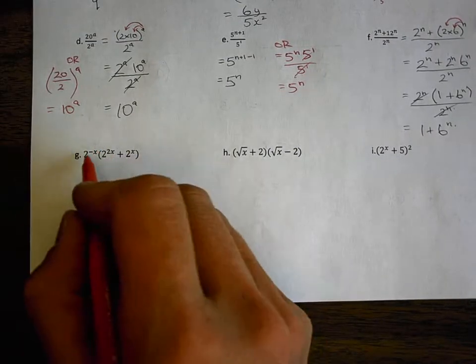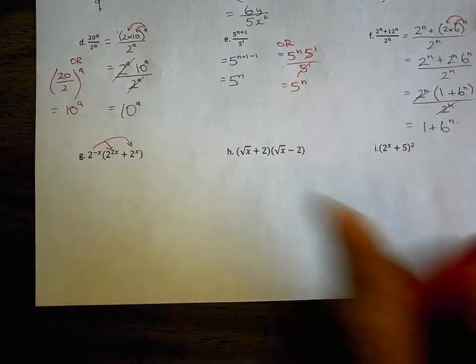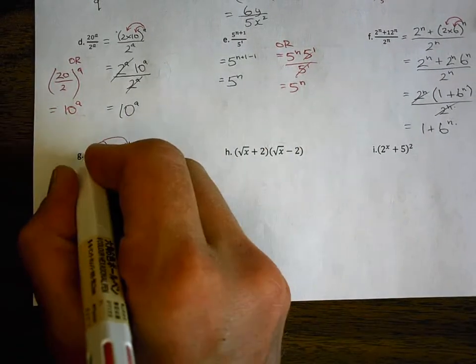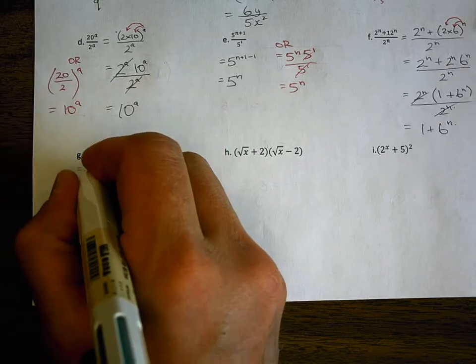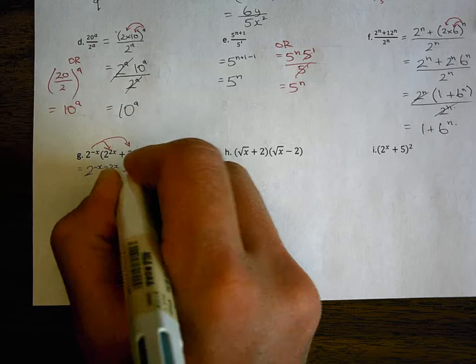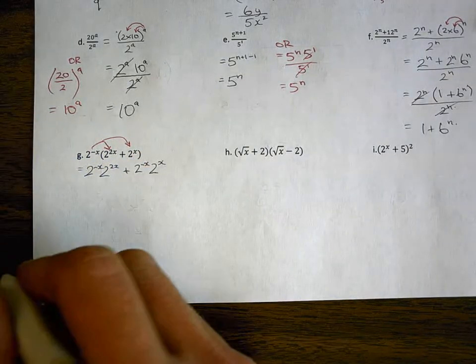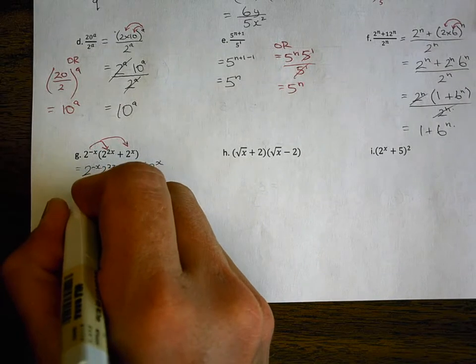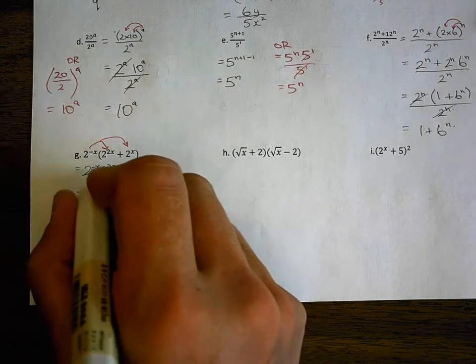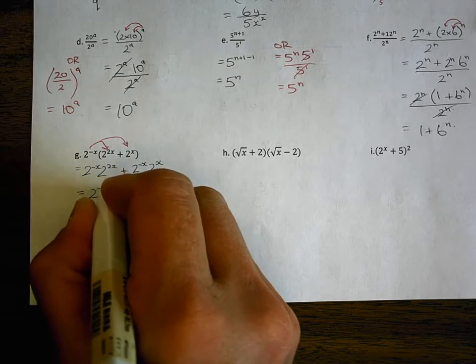This is going to, hopefully you'll recognize that I need to use the distributive property. So when I multiply this together, I'm just going to rewrite it. I have 2 to the negative x, 2 to the 2x, plus 2 to the negative x, 2 to the x. This gives me, okay, well, to combine these, I'm going to add the exponents. So I have negative x plus 2x.